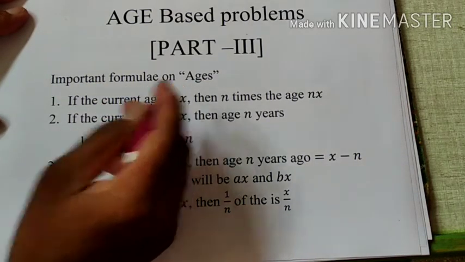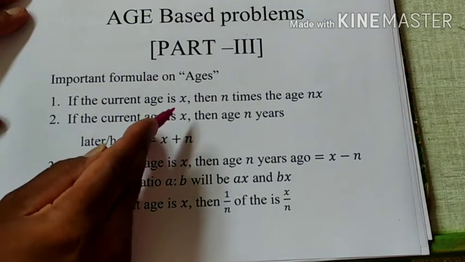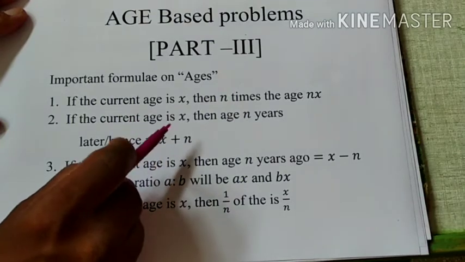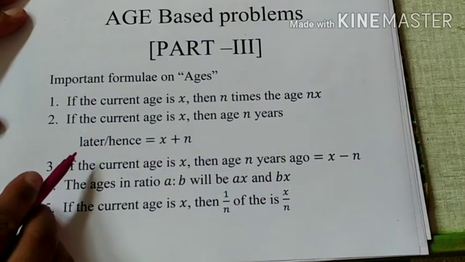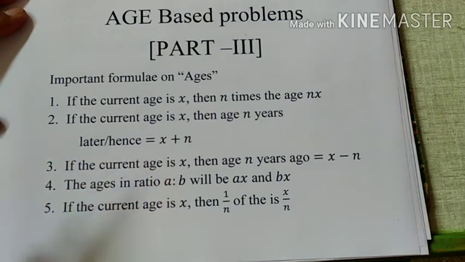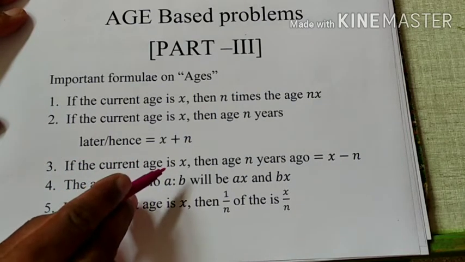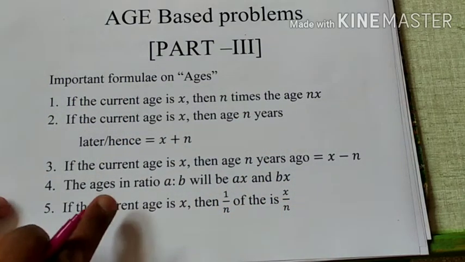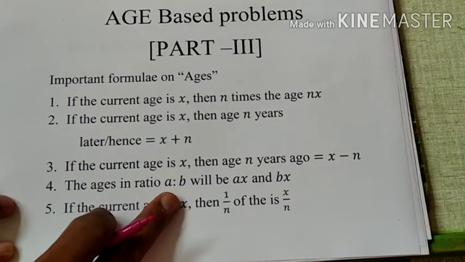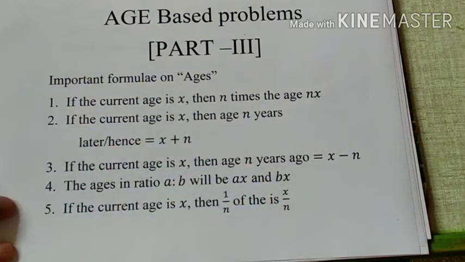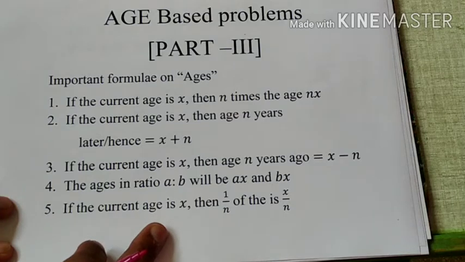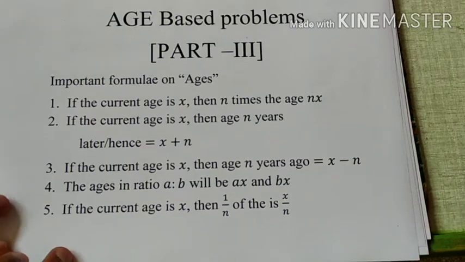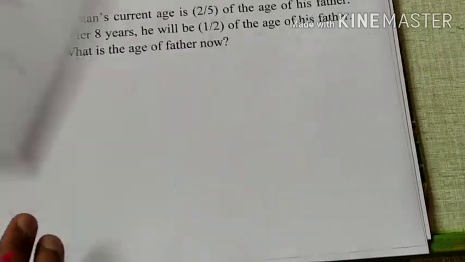Important formulas on ages. If the current age is x, then n times the age is nx. If the current age is x, then the age n years later is x plus n. If the current age is x, then the age n years ago is x minus n. If the current ages are in the ratio a is to b, they will be ax and bx. If the current age is x, then 1 by n of the age is x by n. Now we will discuss a few problems on this.